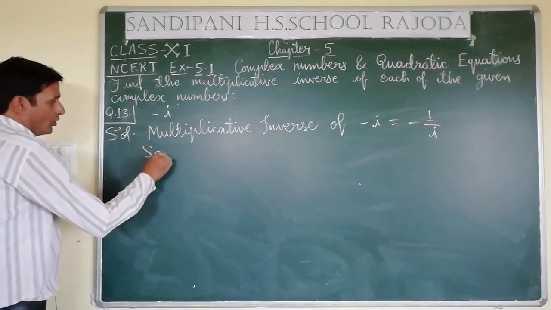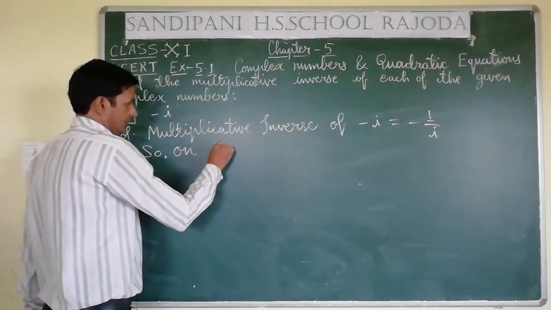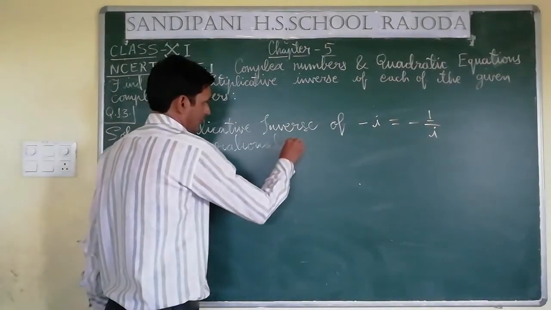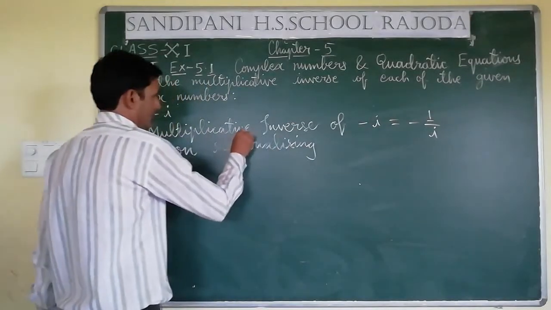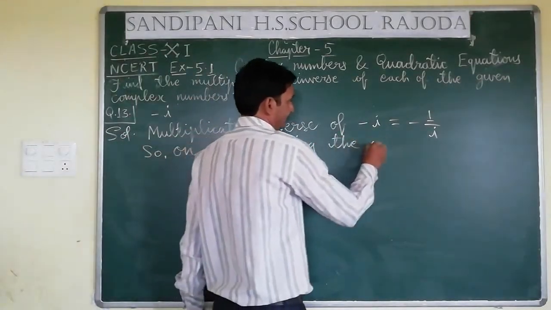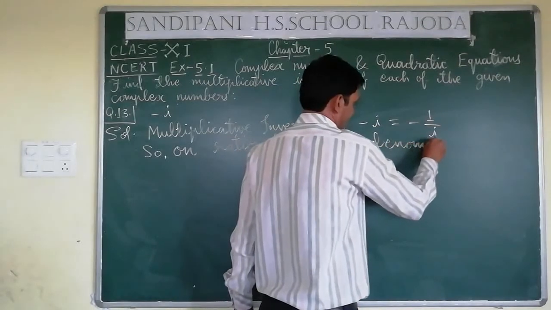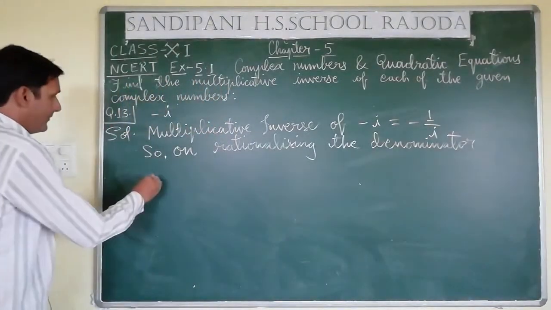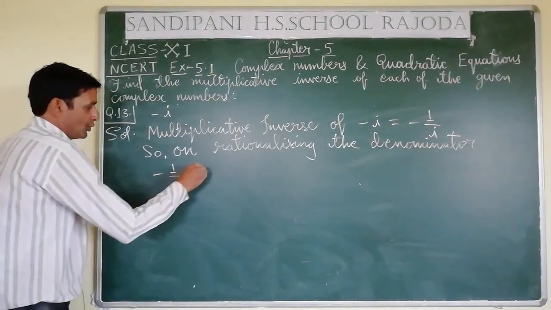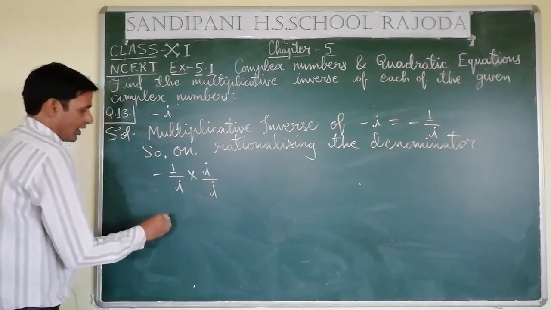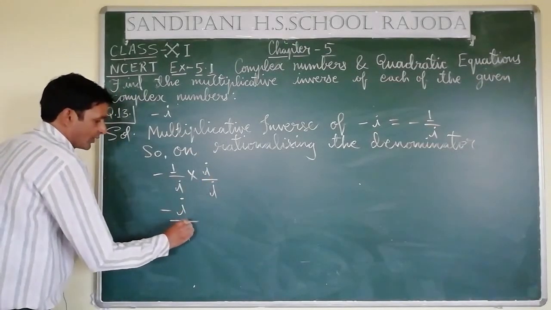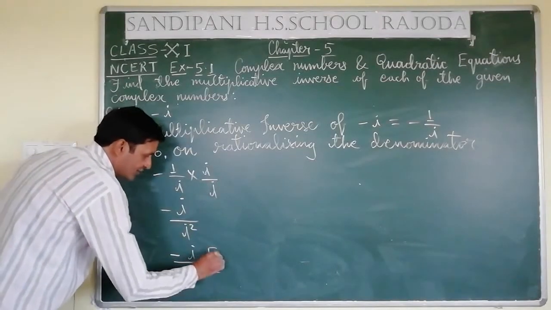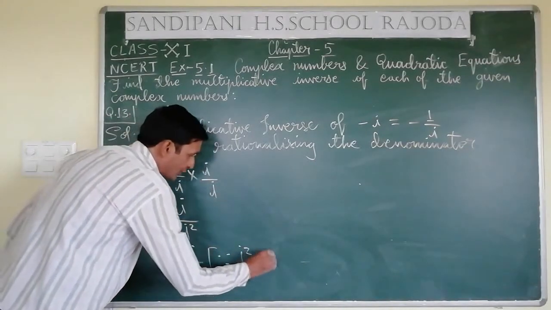So on rationalizing the denominator, this will become minus 1 upon i into i upon i. So now this will become minus i upon i square. So it will be minus i upon minus 1. Why is it so? Because i square value is equal to minus 1.